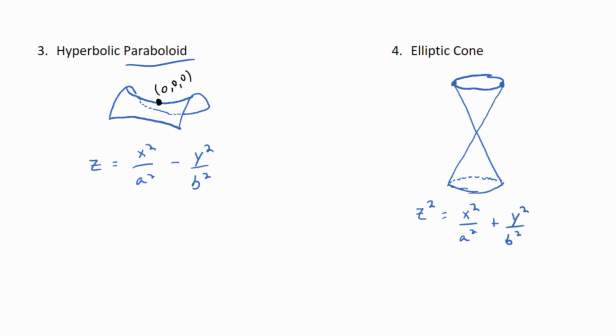Now, the origin would be right here in the middle. There's the origin, 0, 0, 0. And so the z-axis would be the central axis of the thing, running down the middle of it like that.